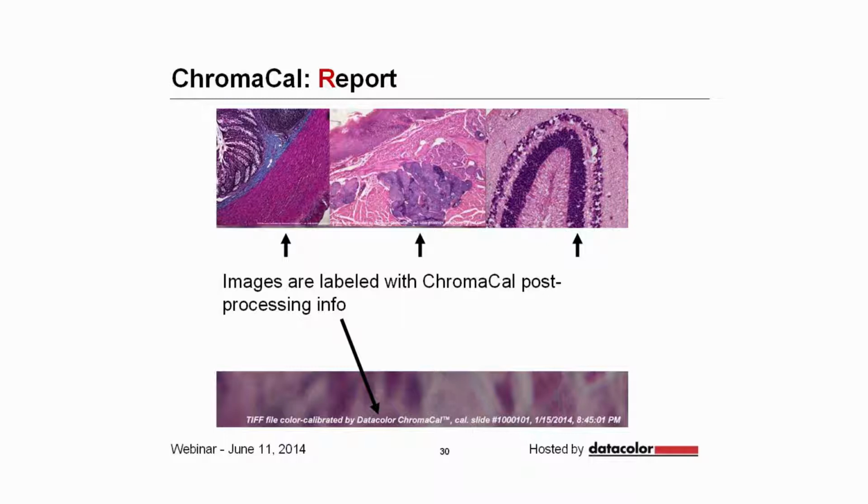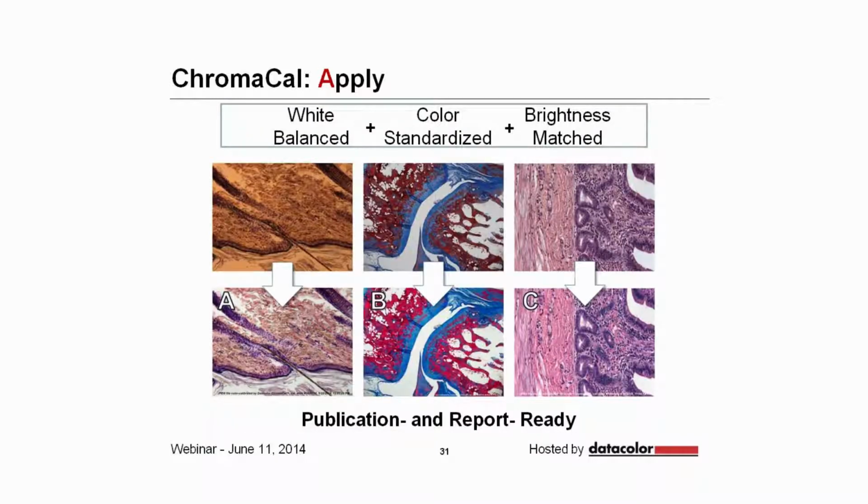And then finally, it applies some post-processing all the time, keeping the image linear. So not only does it white balance, as you can see in the first set of images to the left, but it also color standardizes and brightness matches. So in essence, what it does is it gets your image from its original state to publication and report ready.